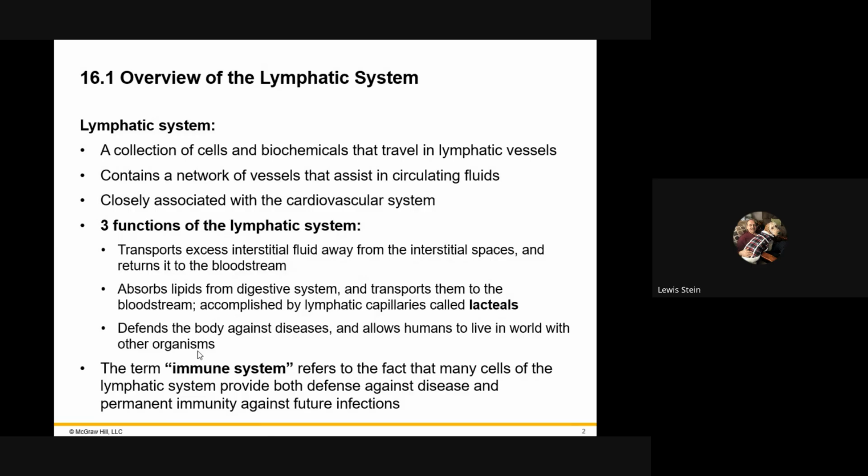Diseases like rheumatoid arthritis, MS, systemic lupus erythematosus, diabetes type 1, they are all in the category of autoimmune disease. They're nasty. So the immune system refers to the fact that many cells of this lymphatic system are defense against disease, and I take issue with the word permanent.